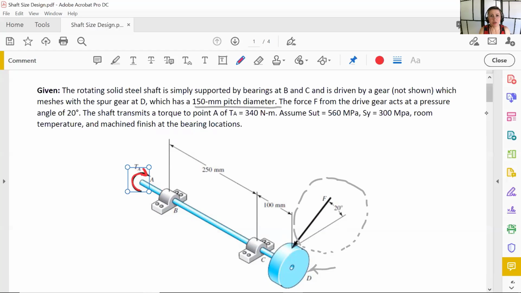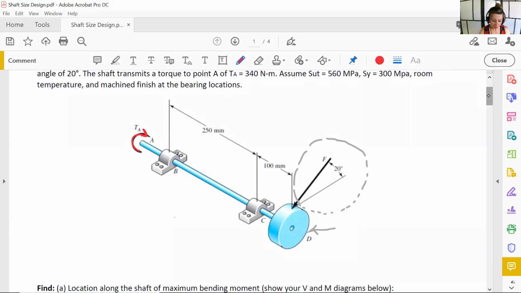Assume the ultimate tensile strength of the shaft is 560 megapascals, the yield strength is 300 megapascals, room temperature and machine finish at the bearing locations. In this problem, we are going to figure out the minimum required diameter of this 250 millimeter section. This is unlike our previous problem where you were actually given the diameter. In this case, we have to solve for it, so it's going to require some iterations. It looks like a pretty simple problem from the get-go, but you'll see it gets a little more complex.